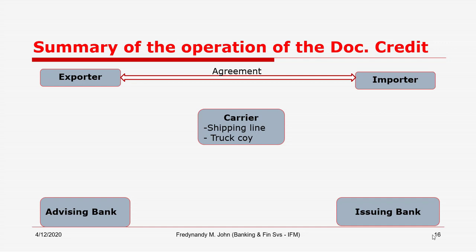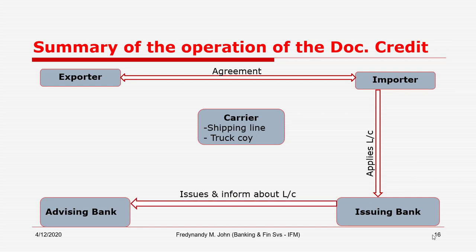Now, if the agreement requires payments to be made using the documentary credit or letter of credit, then the importer will approach the issuing bank and apply for a letter of credit. Now, if the issuing bank is fully satisfied with the financial soundness or financial health of the importer, then and only then will it issue the letter of credit and inform the advising bank.